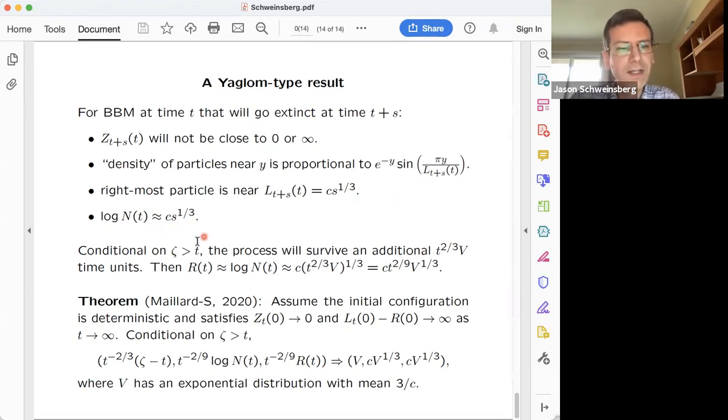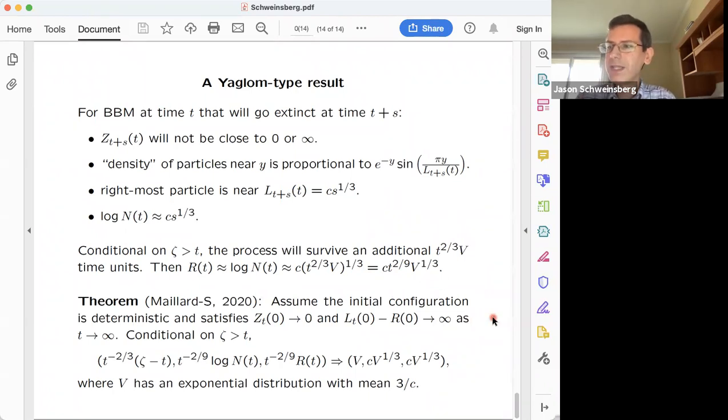So now, conditional on survival until time t, we know from the result on the previous slide that the process will survive approximately an additional t to the 2/3 times v time units, where v has this exponential distribution. So we can use t to the 2/3 power times v in place of s in these formulas. And then we see that the position of the rightmost particle at time t and the log of the number of particles at time t should both be approximately c times t to the 2/3 v to the 1/3 power, which is c times t to the 2/9 times v to the 1/3.